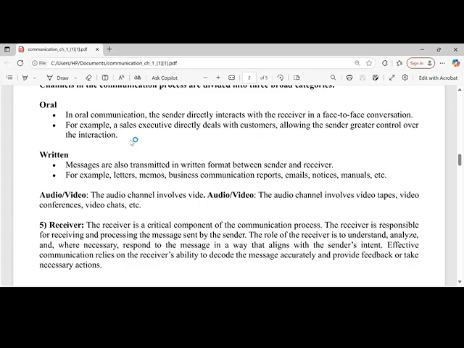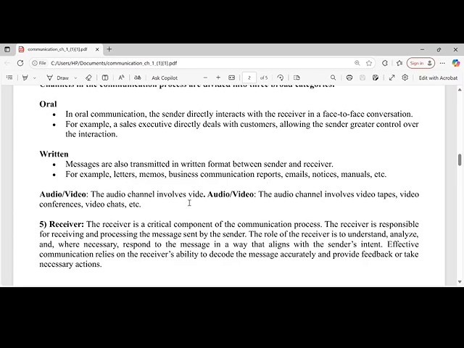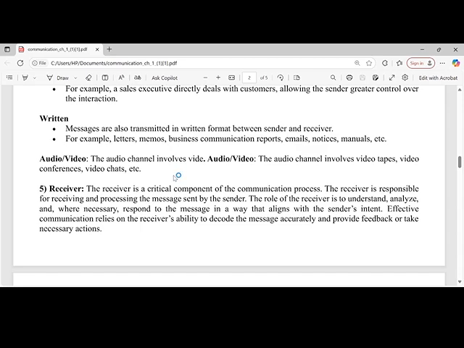Oral is the oral communication. The sender directly interacts with the receiver. Then the written messages are transmitted in written format like letters, memos, reports, emails. Audio video channels are audio video tapes, video conferencing, video chats.